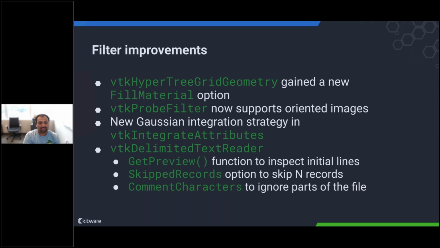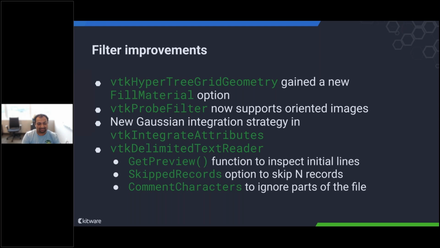The probe filter now supports oriented images. A while back, vtkImageData learned a new matrix called the direction matrix that allows it to handle non-axis-aligned images as well. Since then, slowly but steadily, more and more filters are learning of that direction matrix. The recent addition being the probe filter.